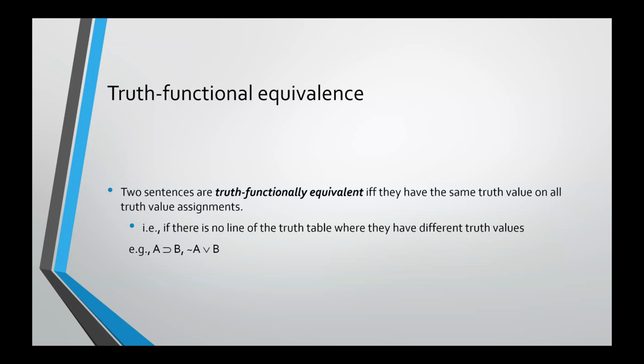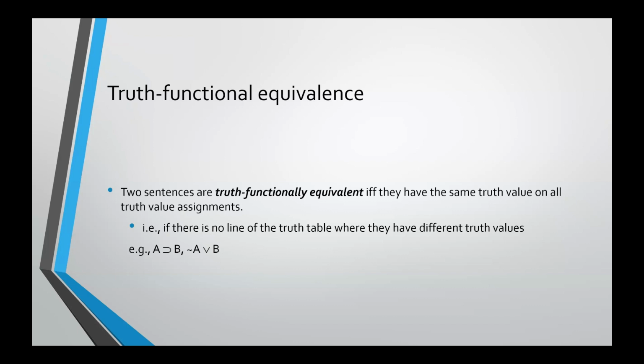Now, the way that you test for this is you take the two sentences, you put them in the same truth table, and then look to see if there's a line of the truth table where the sentences have different truth values. And if they do, then they're not equivalent. And if they don't, then they are equivalent, right? If on every line of the truth table they have the same truth value, then for every combination of atomic components, they're going to have the same truth value. And so then on all possible truth value assignments, they have the same truth value.